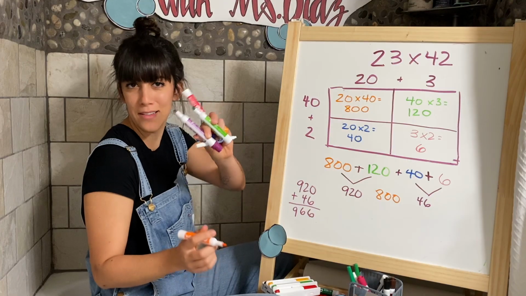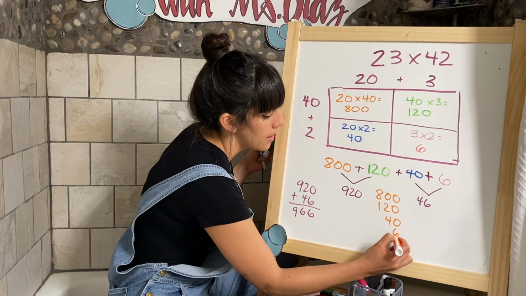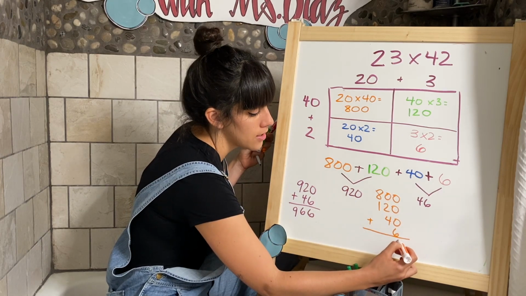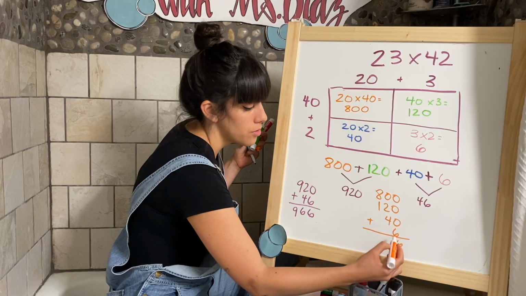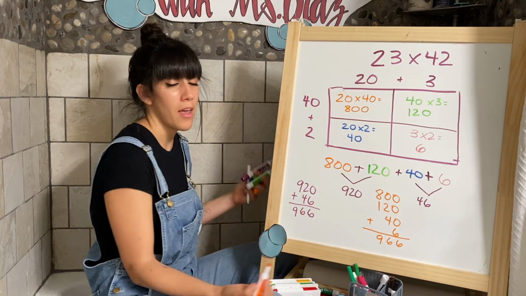And I'm not going to go through the mess of markers again, but you get the idea. 120, 40, and 6. I can add all of those up just to check. 0, 0, 0 plus 6 would be 6. 0 plus 2 plus 4 would be 6. And 8 plus 1 would be 9, and I get the same answer.